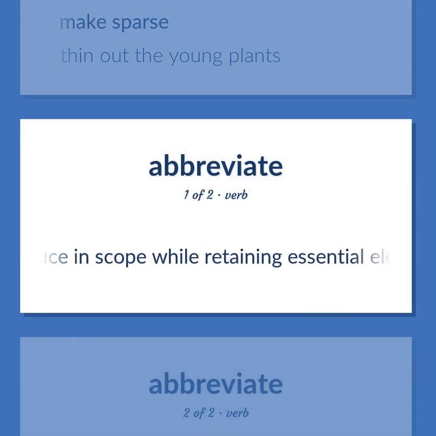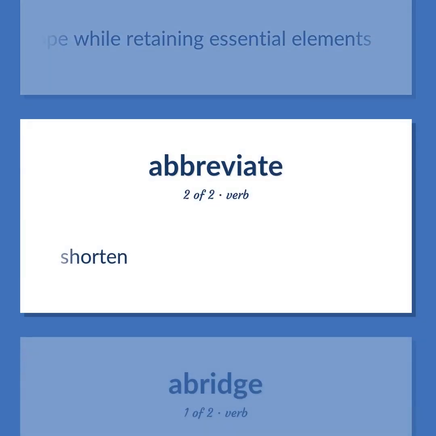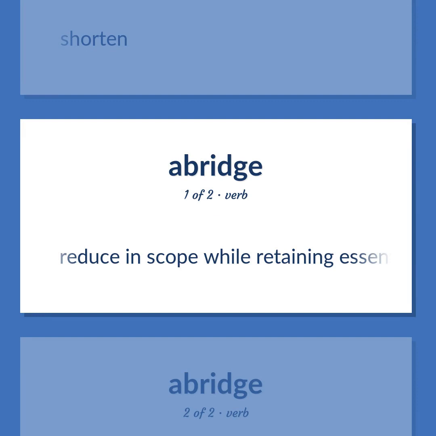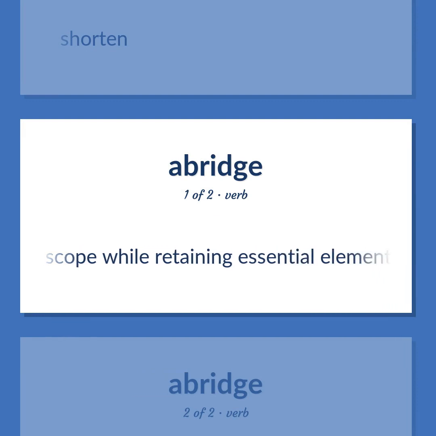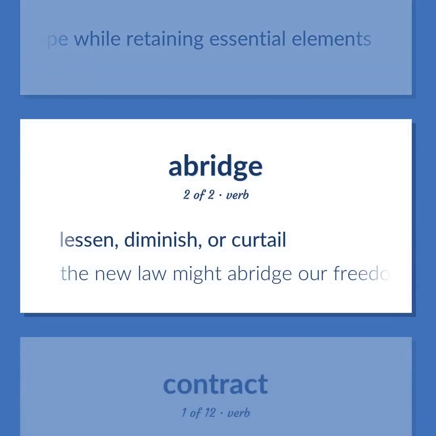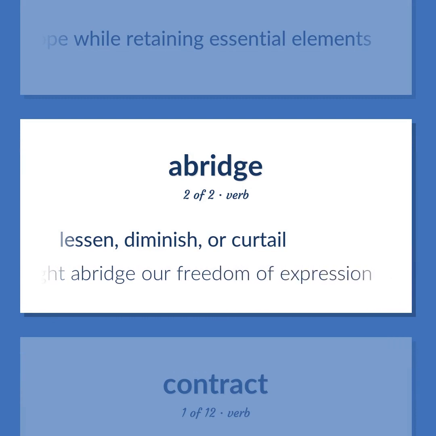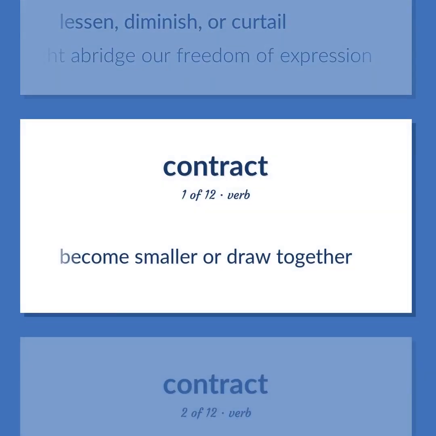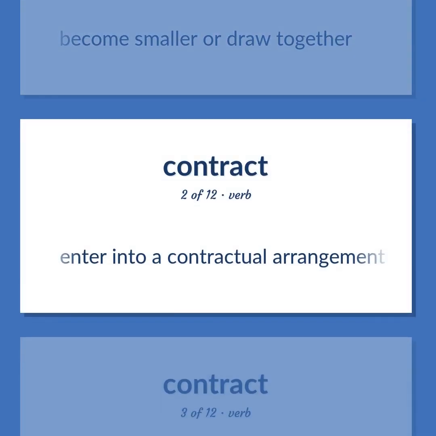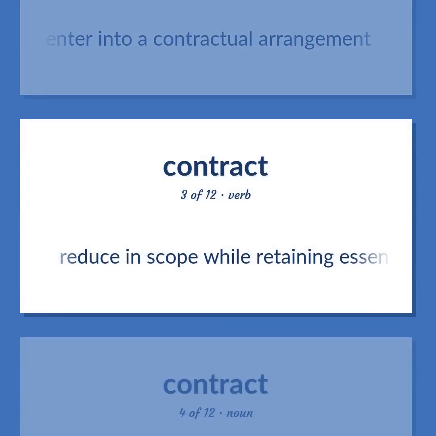Reduce in scope while retaining essential elements. Shorten. Reduce in scope while retaining essential elements. Lessen, diminish, or curtail. The new law might abridge our freedom of expression. Become smaller or draw together. Enter into a contractual arrangement. Reduce in scope while retaining essential elements.